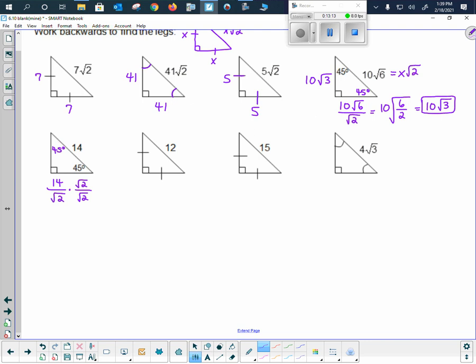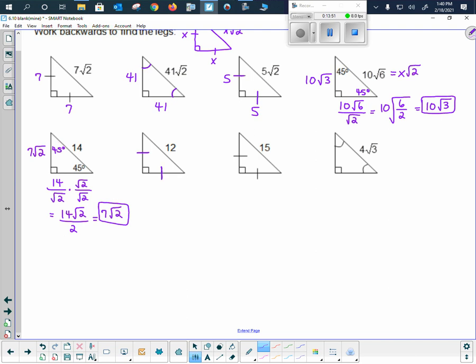Remember for fractions, you multiply straight across. So 14 times root 2 is 14 root 2. And in the denominator, root 2 times root 2 is 2. Okay, completely reduce. The root 2's don't have anybody to reduce with, so the 14 halves is 7. So this side is 7 root 2, which means this side is also 7 root 2. Right?